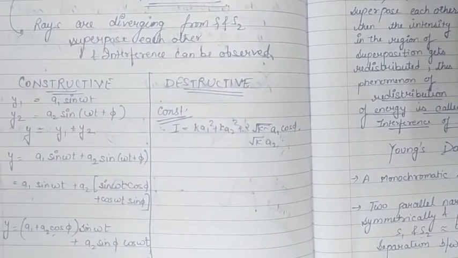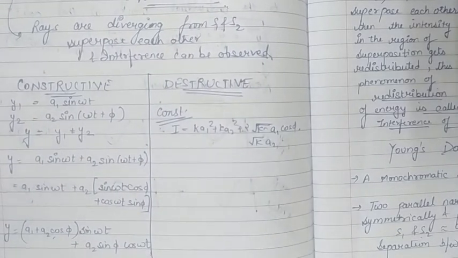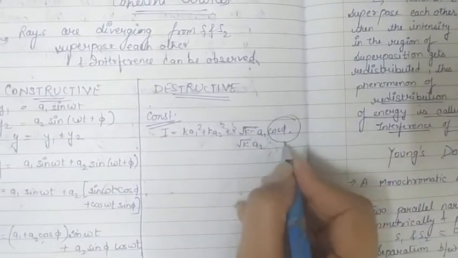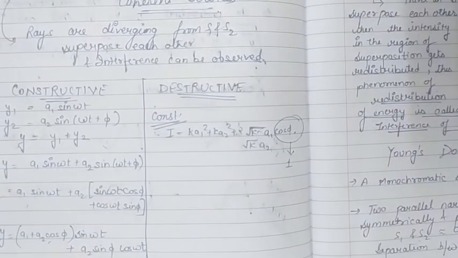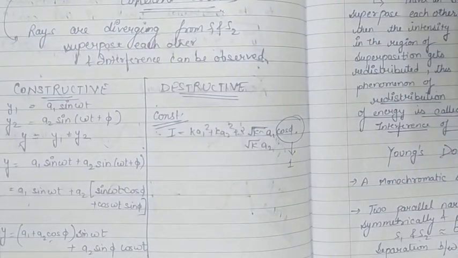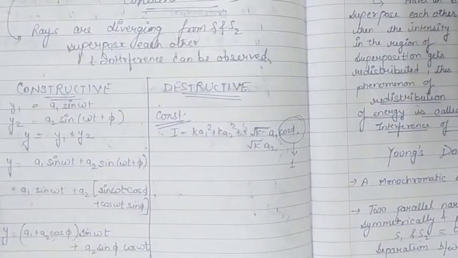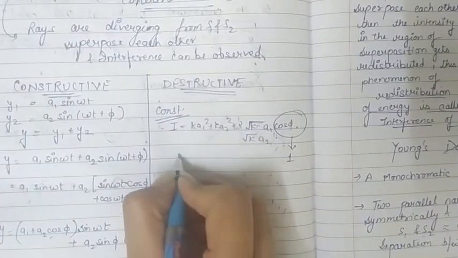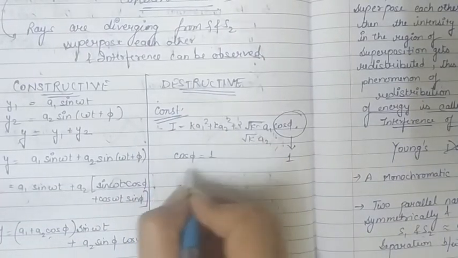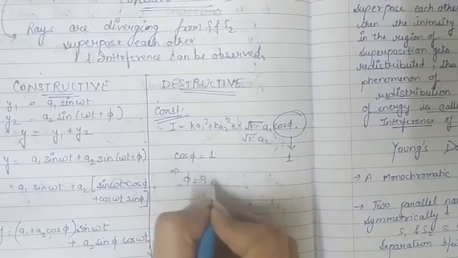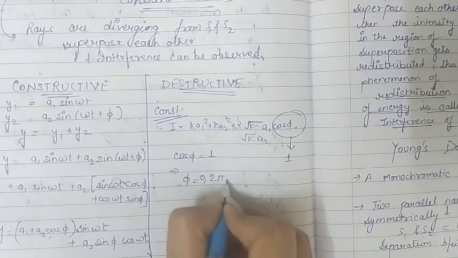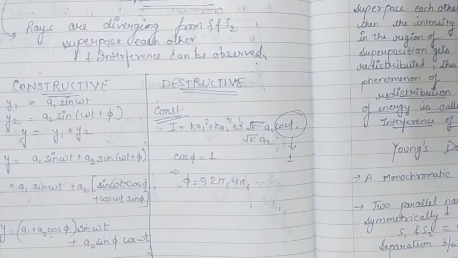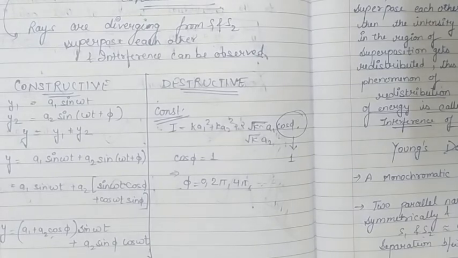Now to maximize the intensity or to get constructive interference, the value of cos phi should be maximum, and the maximum value of cos phi is 1, which we get when phi is equal to 0, 2 pi, 4 pi and so on. So for constructive interference, cos phi should be 1, which implies phi should be 0, 2 pi, 4 pi and so on. These are the required conditions for constructive interference.